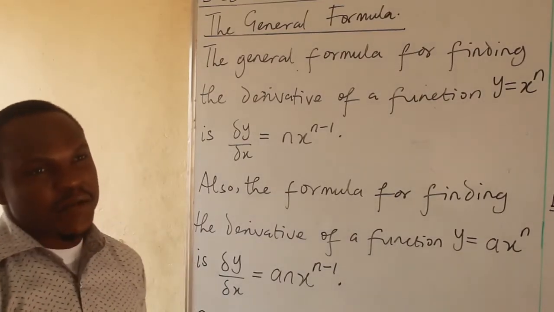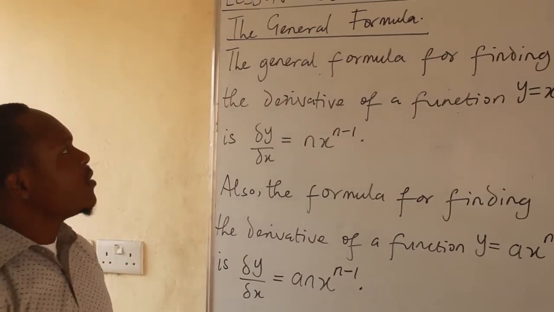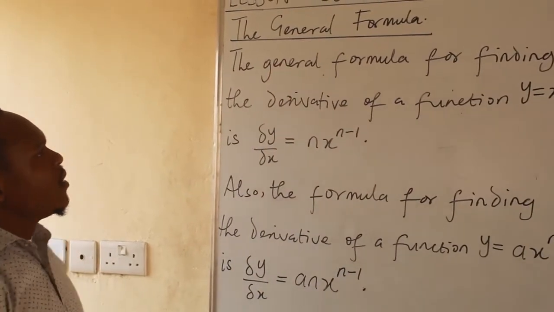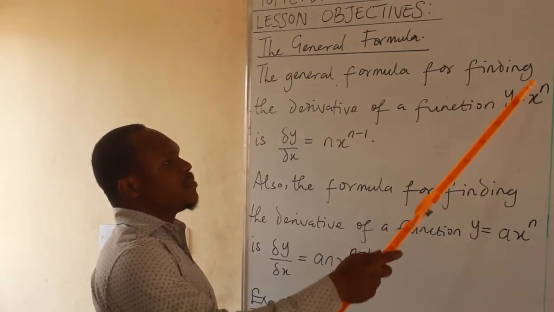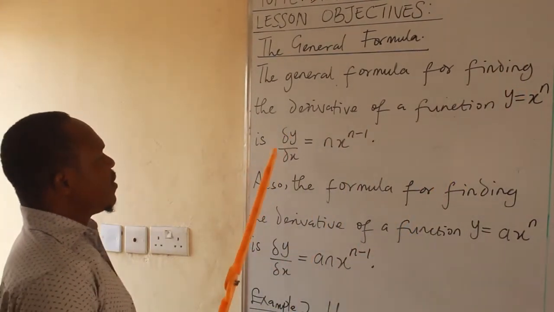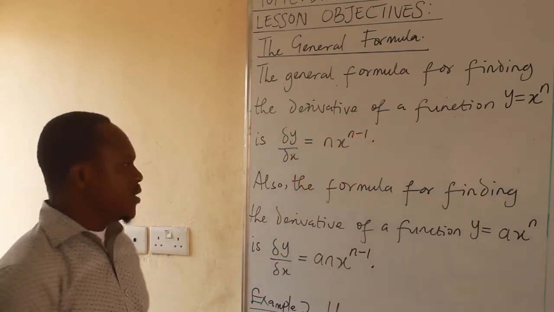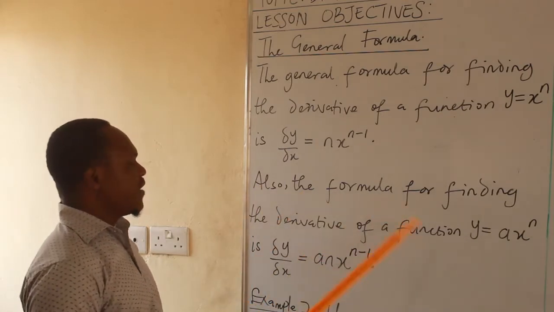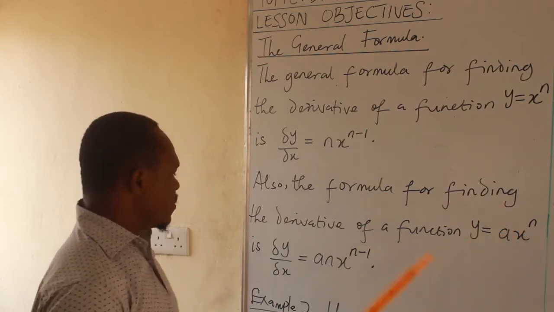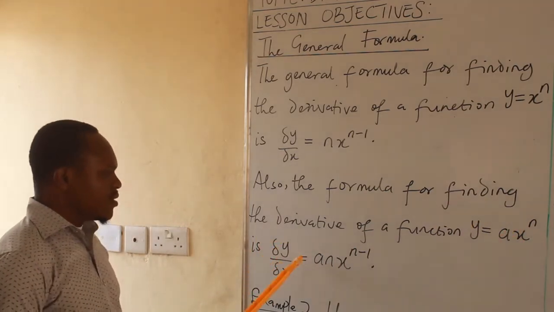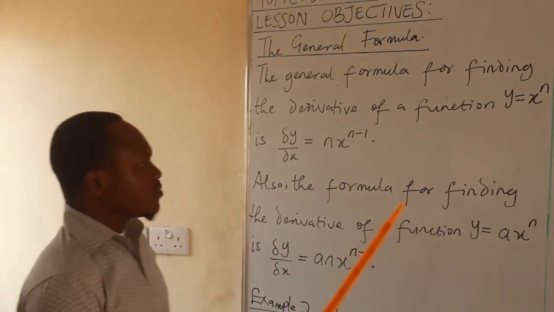Okay, so that was a soft reminder of what we had previously done. Now we're moving on to example 2. The general formula for finding the derivative of a function y is equal to x raised to the power of n is dy over dx is equal to nx raised to the power of n minus 1. Also, the formula for finding the derivative of a function y is equal to ax raised to the power of n is dy over dx is equal to anx to the power n minus 1. Just like I had previously explained in class.